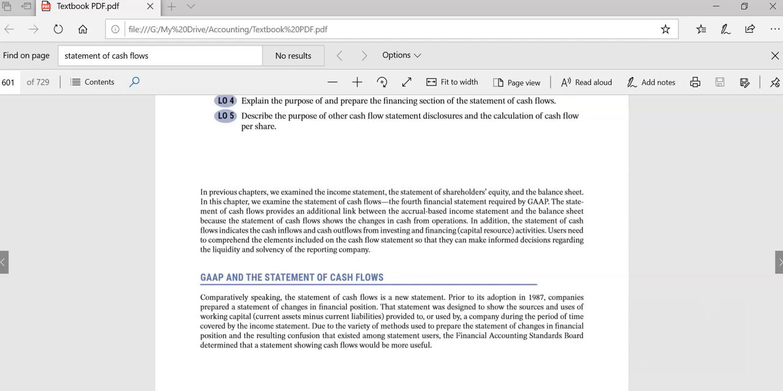All right, hello students. Here we are, Module 8. We're going to talk about the statement of cash flows first. We've gone over the income statement, the change in OE, and the balance sheet, and now we're going to introduce and get a firm understanding of the statement of cash flows.